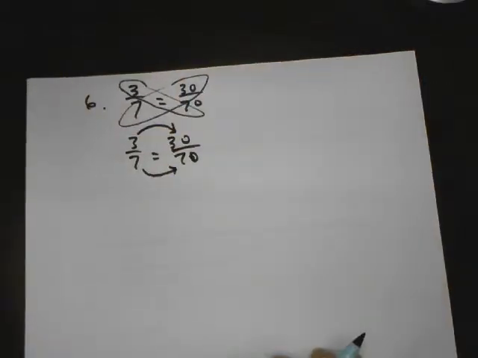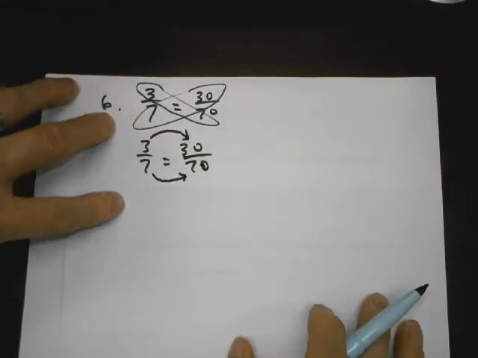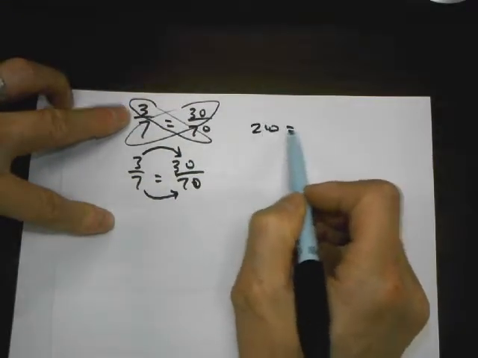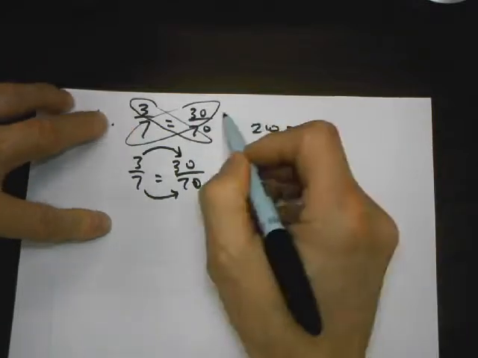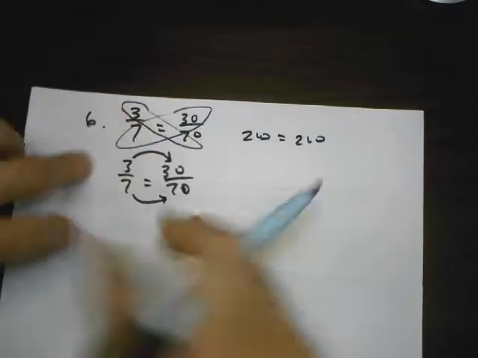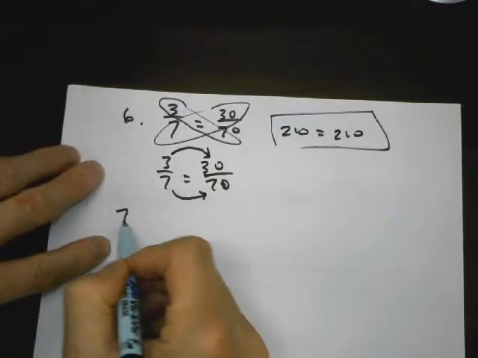So there's a couple ways to do that, right? And again, let me explain this way if you prefer this way. So I can multiply 3 times 70 to get 210, or 7 times 30 to get 210. So this is my answer right here. This fraction makes a proportion with this. In other words, it's an equivalent ratio.